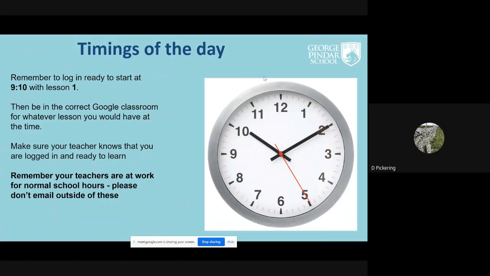I'd like to remind you at this point, please, that we are working a normal day, and the teachers are also doing a normal school day. So please only email teachers at a reasonable time. So this would really be from about 8:30 in the morning and certainly no later than 5 o'clock at night. We have had some teachers who are getting emails at 3 o'clock in the morning, and your teachers are not up and will not be working at 3 o'clock in the morning, and neither should you be. So please, let's try to stick to the timings of the normal school day.